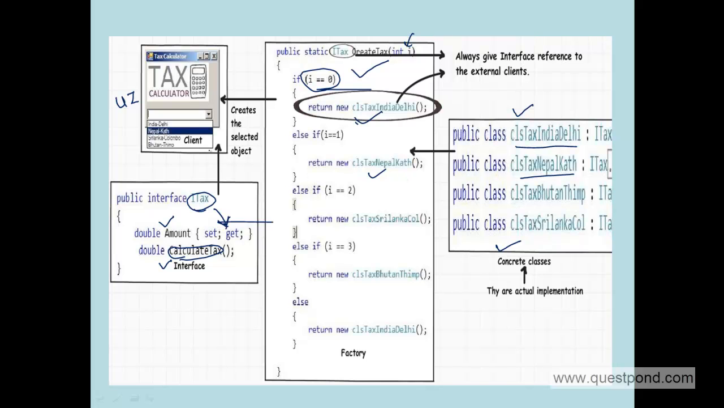So the user goes and selects a combo box, let's say Nepal Kathmandu or whatever it is. This request is then sent to the factory class. The factory class takes the value from the combo box, goes and creates the appropriate object and sends it back to the UI, and then basically goes and invokes the logic.